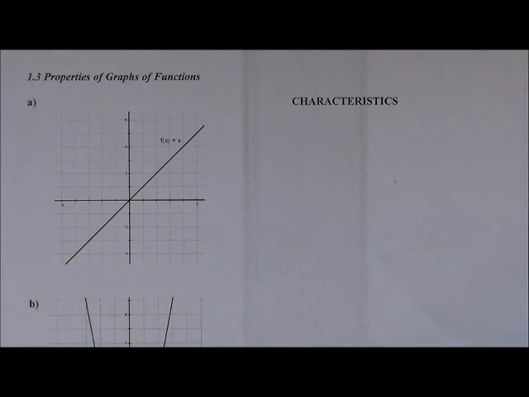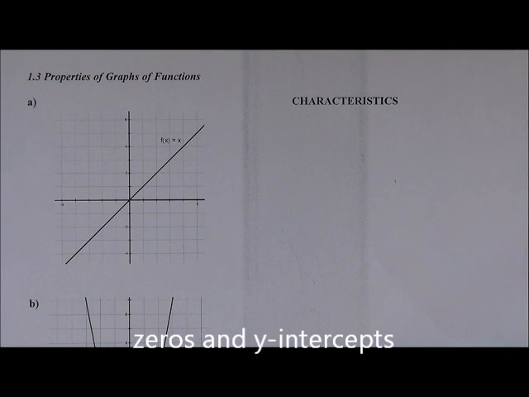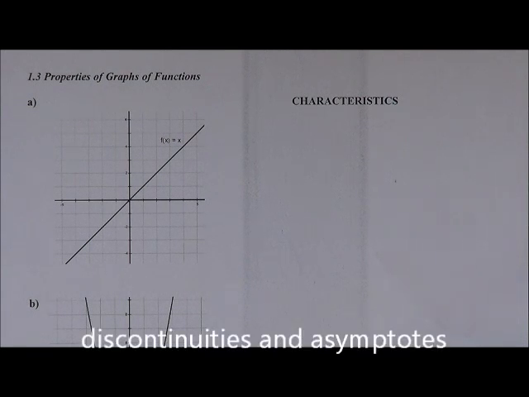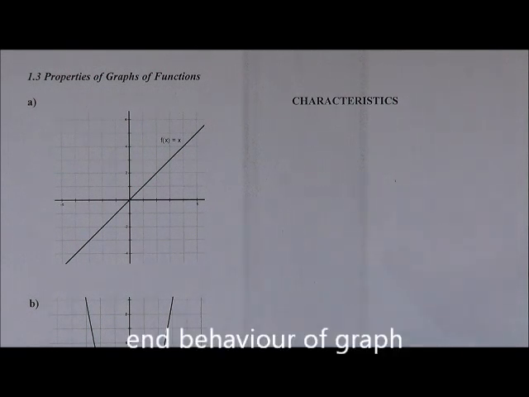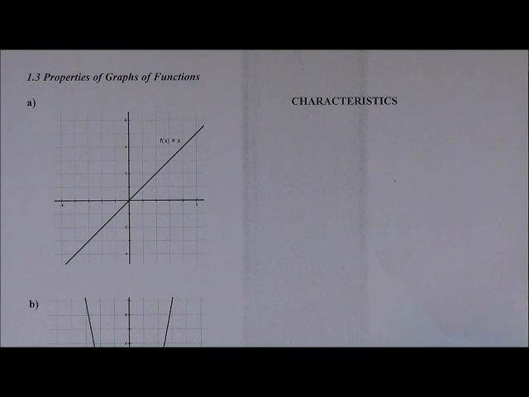Hi, this is lesson 1.3, Properties of Graphs and of Functions. What we're going to do for each of these functions that we see here is: 1. Finding the domain and range, 2. Finding the zeros and y-intercepts, 3. Finding the intervals of increase and decrease of the function, 4. We're going to be looking at any discontinuities and asymptotes, 5. We're going to be looking at its symmetry, if it's even or odd, and 6, we're going to be looking at the end behavior.